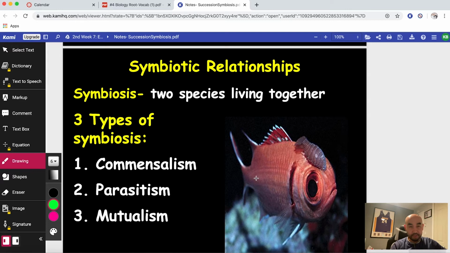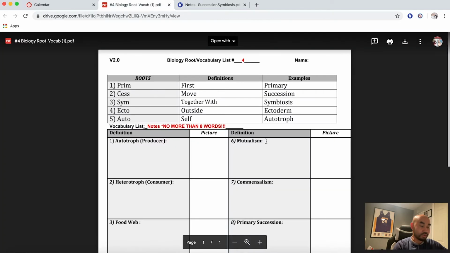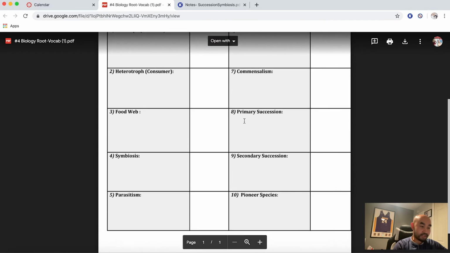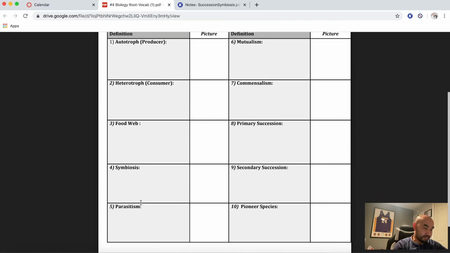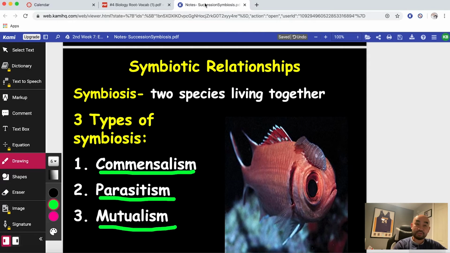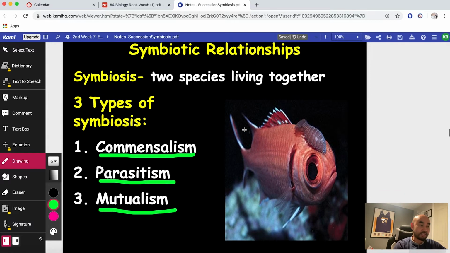And today we're going to move into what we call symbiotic relationships. Symbiosis means when two living organisms live together. And again, you have to learn to live together so that you have enough resources, right? And there are three types of symbiotic relationship. One is what we call commensalism, parasitism, and mutualism. If you go to your vocab list, there you go. Numbers 6, 7, and 8, and numbers 5 and 4 too. So make sure you fill out your vocab list and read the instructions.